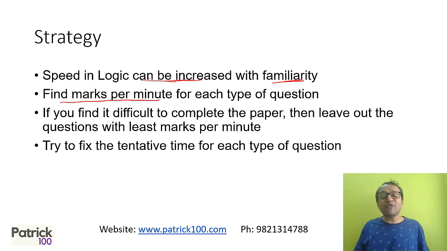Also try to find marks per minute for each type of question. For syllogism, how much time do you take and how many marks do you get? For puzzles, how many marks do you get and how much time do you take? Basically, focus on getting more marks. Spend time on the questions where you get more marks per minute, and wherever you get fewer marks per minute, see if you can go faster in those questions.